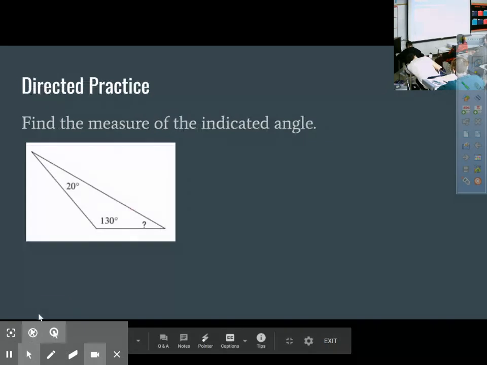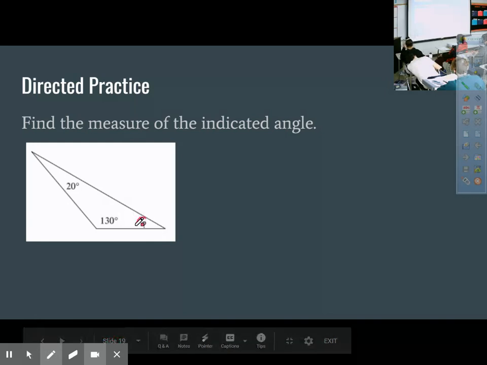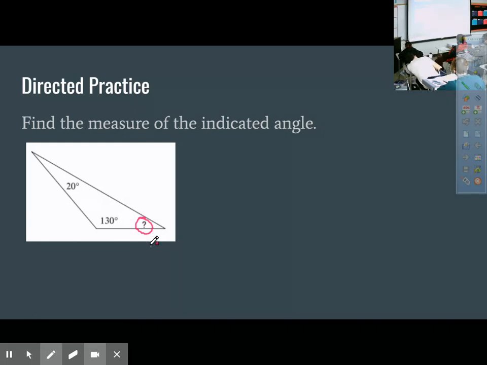All right, let's do one together. Find the measure of the indicated angle. So it's this angle here. So my first question, do you think I'm going to use exterior angle theorem or triangle sum theorem? Exterior. Interior. Yeah, the triangle sum theorem, which says they all three add up to what, Randy? 180. 180, perfect. So they add up to 180 degrees.